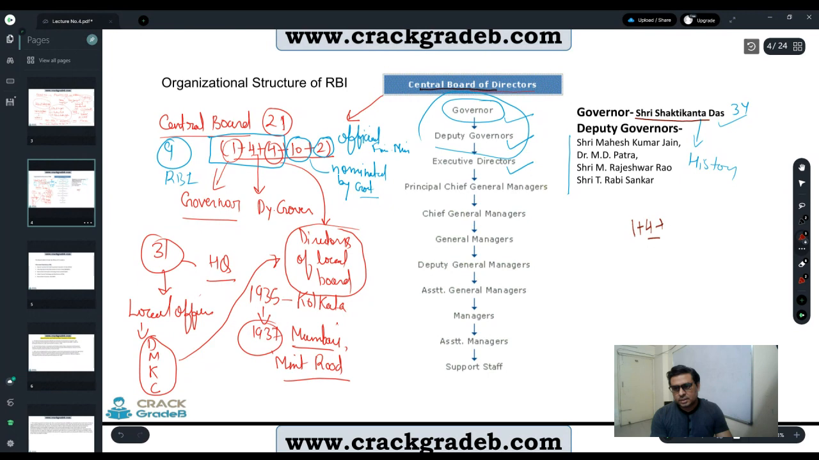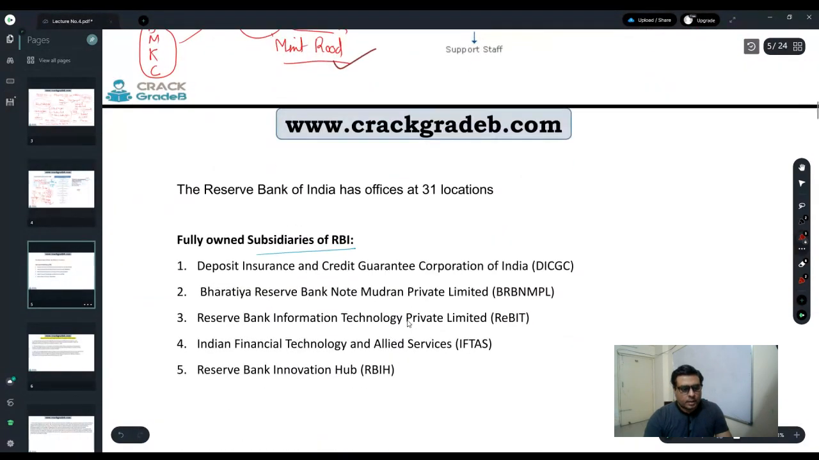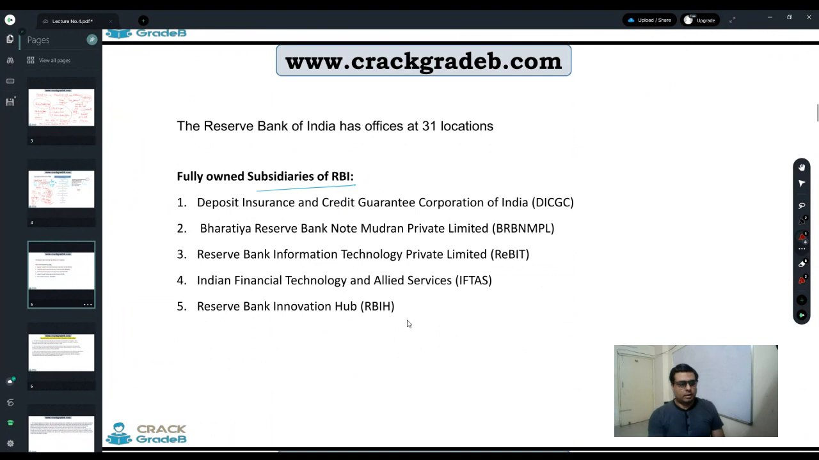The governor at present is Shaktikanta Das, and the tenure of the governor is 3 years. Whereas Mahesh Kumar Jain, Dr. Patra, Rajeshwar Rao, and T. Ravishankar are the four deputy governors of the Reserve Bank of India. And I also told you about Mint Road. Whenever they use this term Mint Road, they are giving the reference of RBI.